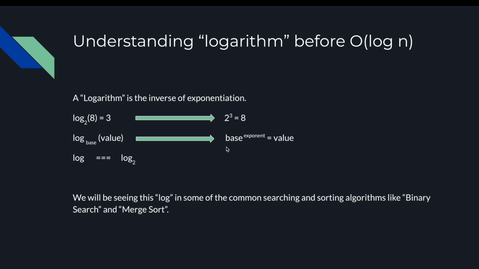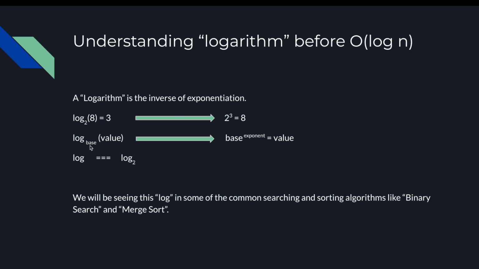Now if you look here, you can see base raised to exponent is equal to the value, right? This is exponentiation. Now if you look at the log example, we have value 8 with base 2 equal to the exponent, which is inversely proportional. That's why the definition is: a logarithm is the inverse of exponentiation, right?